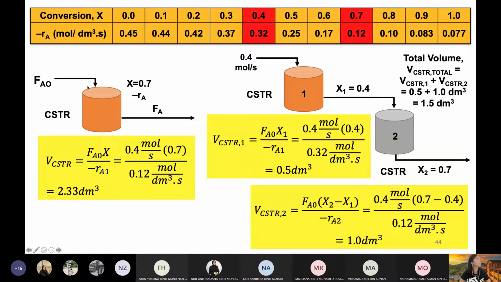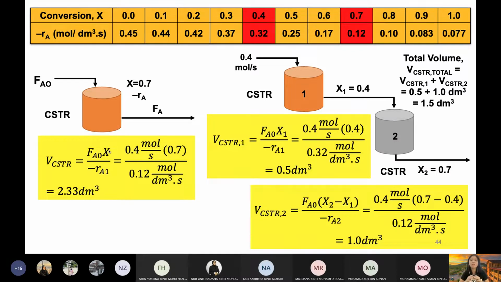Okay, katakan kita nak kira untuk the single reactor first. So the single reactor goes from 0% straight away to 70% in the one reactor only. So how big is my reactor? So the formula, volume CSTR equals FA naught, which is 0.4 as we mentioned, times 0.7. Again, when your numbers are given in percentage, calculation tukar dalam bentuk fraction. So I have to keep repeating this because sebab apa? Sebab every semester will have at least 10 to 20% students who did not convert the percentage to fraction.